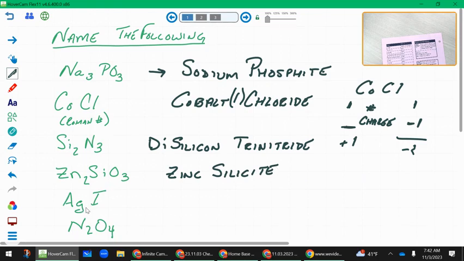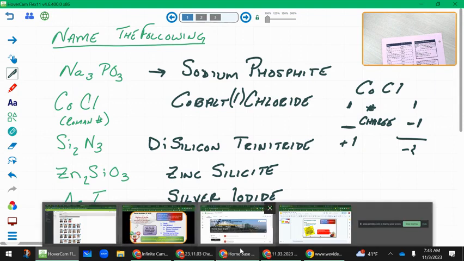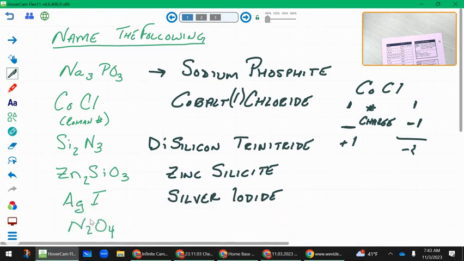Okay, again, a binary compound. So you've got to ask yourself, is this ionic or is this covalent? Because it begins with silver, a metal, it is ionic. So therefore, we are going to name this with our ionic system. Silver iodide. No prefixes because it is an ionic compound. Questions? All right, our last one, ladies and gentlemen.